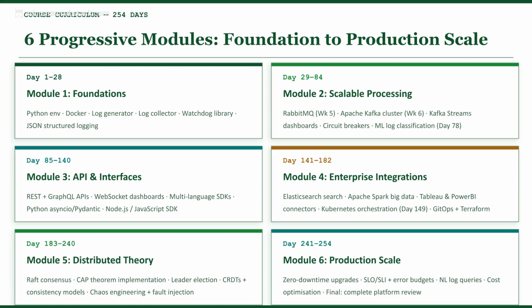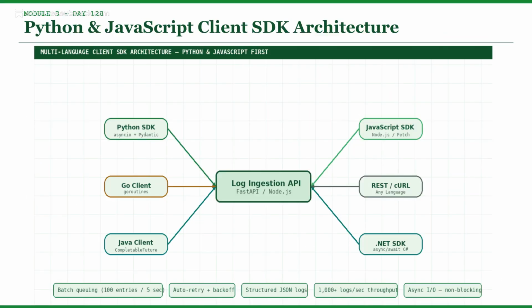We cover everything from setting up your Python and Docker environment to implementing distributed theory and cloud-native production scaling strategies. In Module 3, Day 128, you will dive into the Python and JavaScript client SDK architecture. We focus on building a multi-language client SDK to ingest logs into a central API, supporting various languages and focusing on performance features like batch queuing and async I/O.